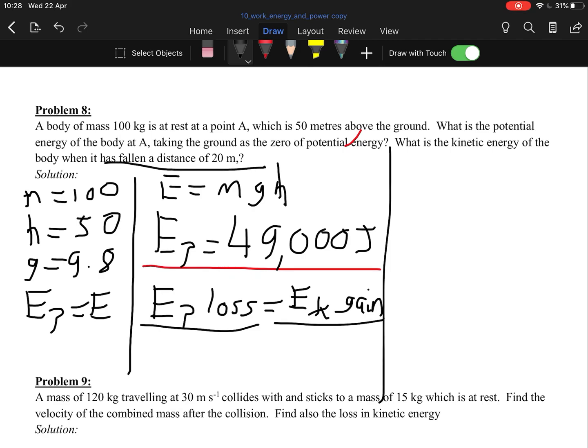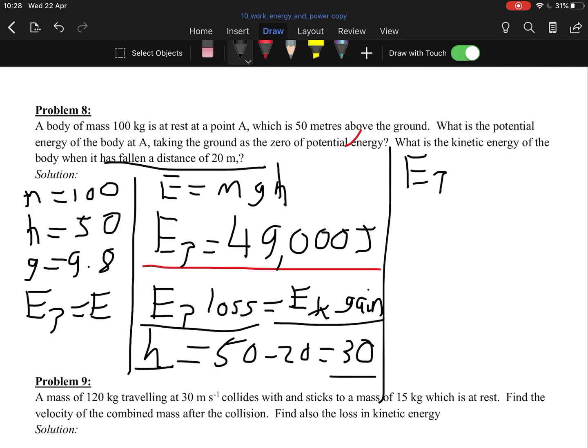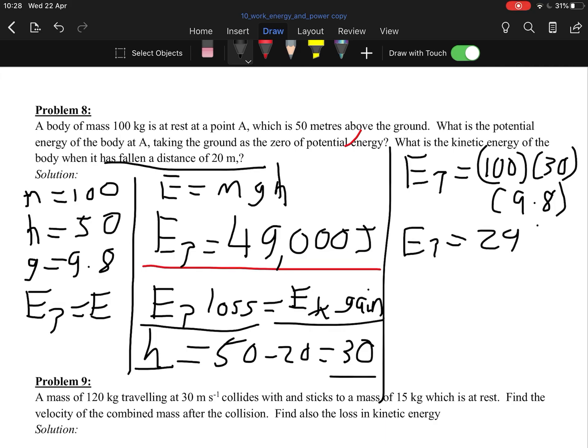Okay, so therefore we've dropped 20 meters. So H is 50 minus 20, which equals 30. So currently our height is 30 meters above the ground. You see? So now we just simply say EP equals 100 times 30 times 9.8. So our new potential energy is 29,400. So at 30 meters above the ground, we have a potential energy of 29,400 joules.